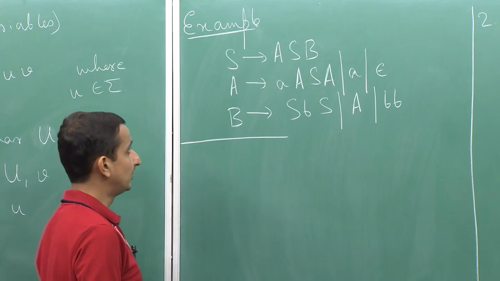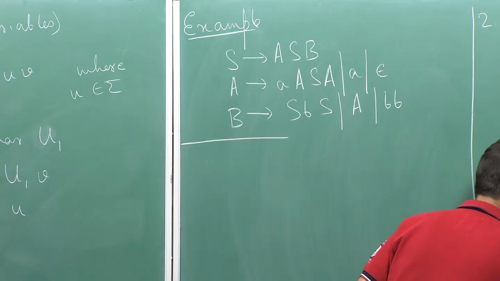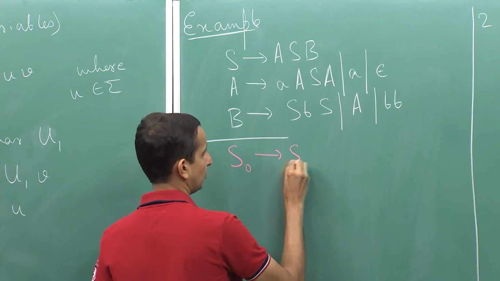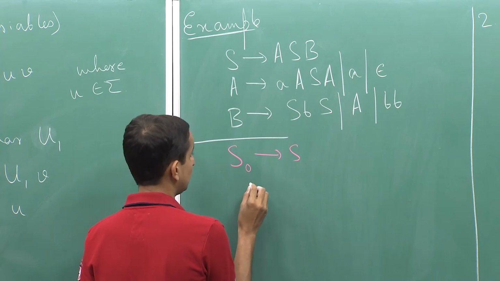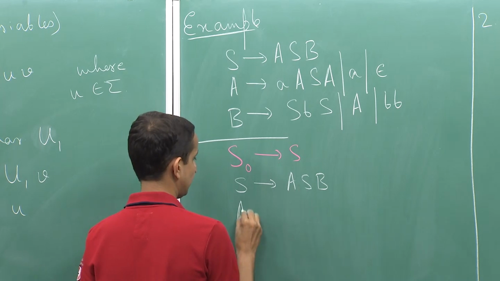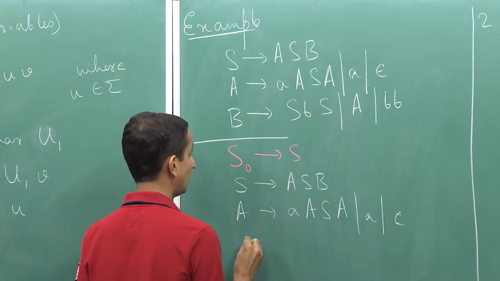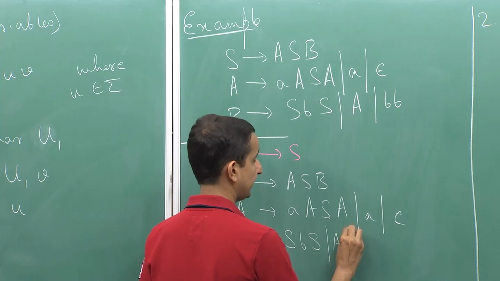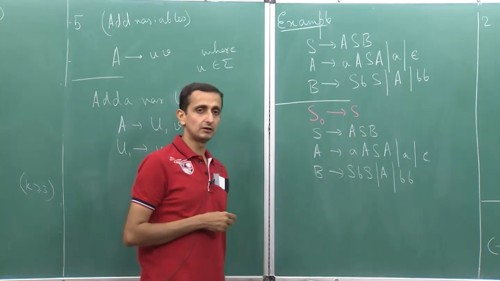So, first what we will do is that observe that I have S on the right hand side of several rules. So, I have to get rid of that. So, I will add a production rule S naught going to S, and now I just have the other rules as they are. So, I will have S going to A S B, I have A going to a A S A or a or epsilon, and I have B going to S b S or A or b. Okay. So, this is our new start variable, and this does not occur on the right hand side of any rule.